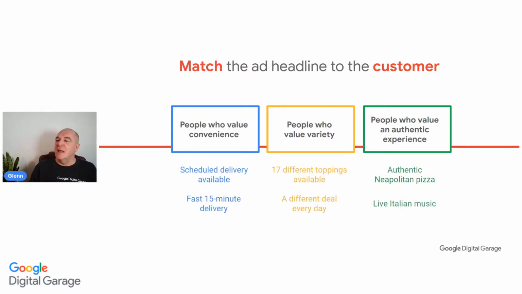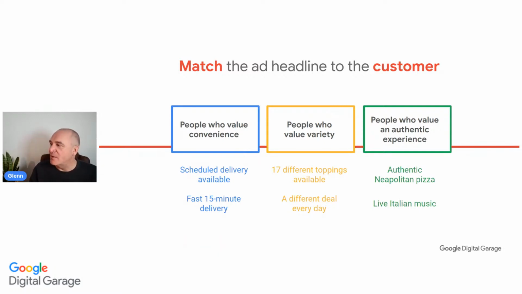So as we can see, if we're trying to appeal with our ad directly to people who value convenience, then that scheduled delivery is available because we know when it's going to turn up. That's a great benefit, a great service. Also a fast 15-minute delivery. Again, very good for people who value convenience. Now, for people who value variety, that again, we don't want the same thing every time we order, then maybe that 17 different toppings is going to be appealing, or a different deal. So you can get a bit of money off a different deal every day. That's a nice benefit for customers who want to try a big range of your menu.